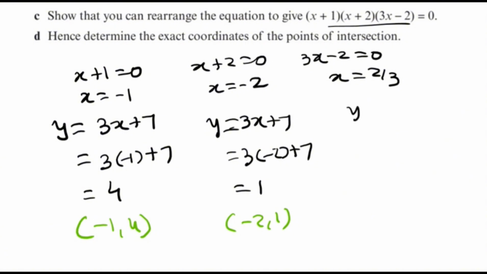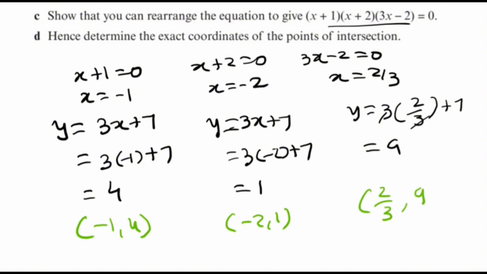Third coordinate, y is equal to 3 times 2 over 3 plus 7. The 3 will get cancelled and this gives us 9. So the third coordinate we are getting is 2 over 3 and 9. So this way we are getting 3 intersection points, and these are the coordinates of these 3 intersection points.